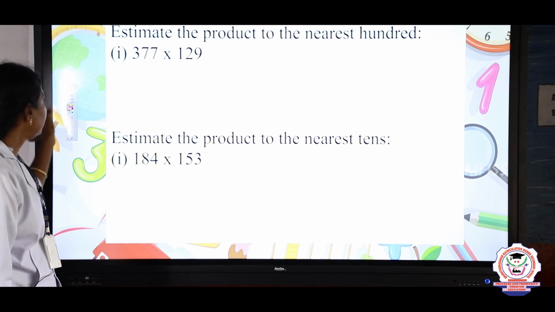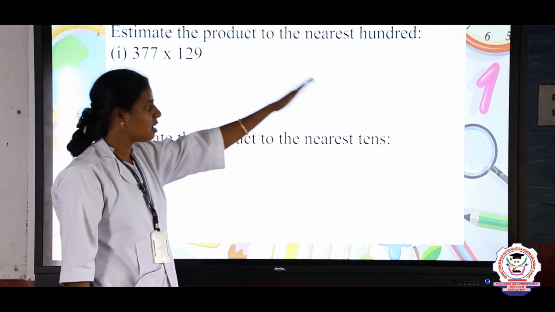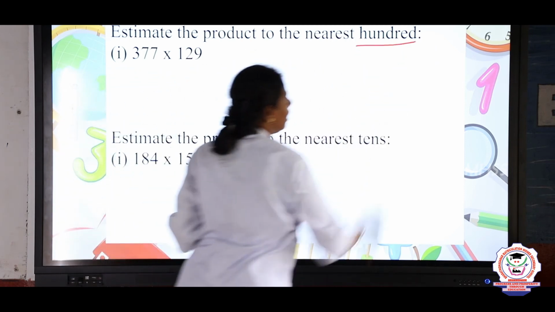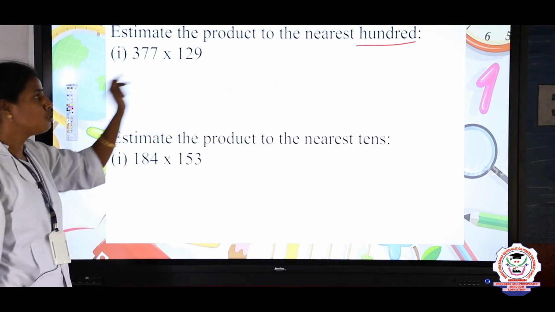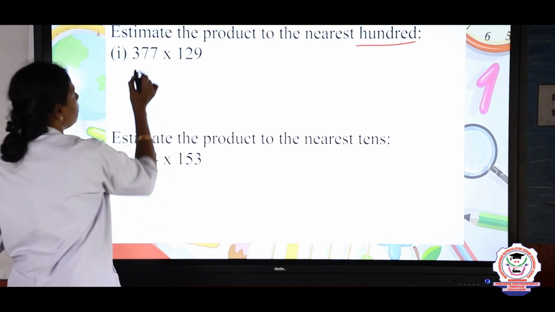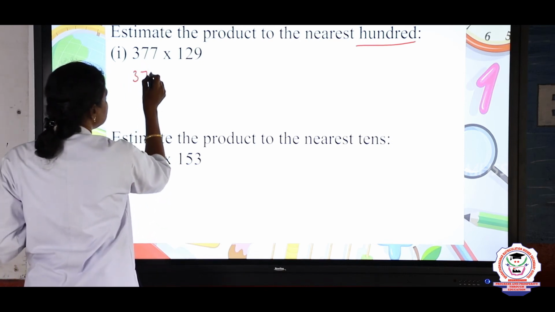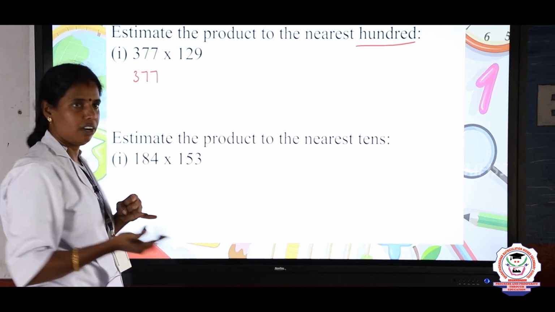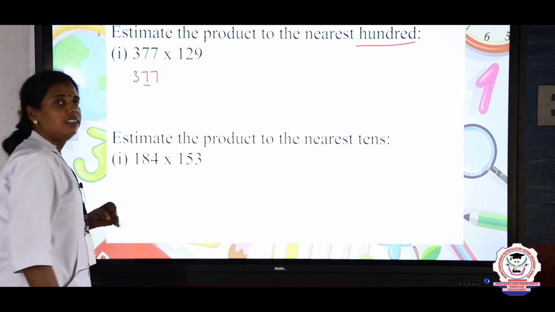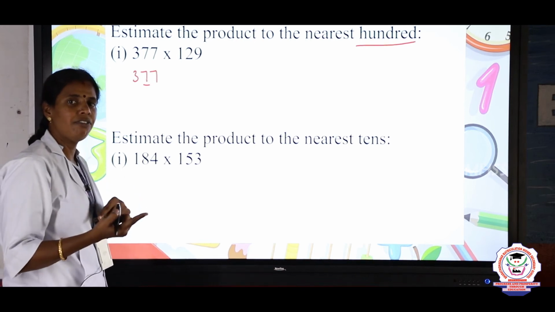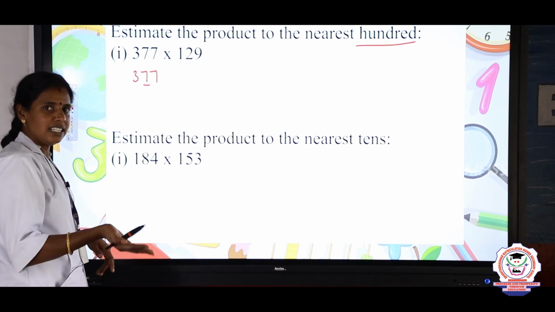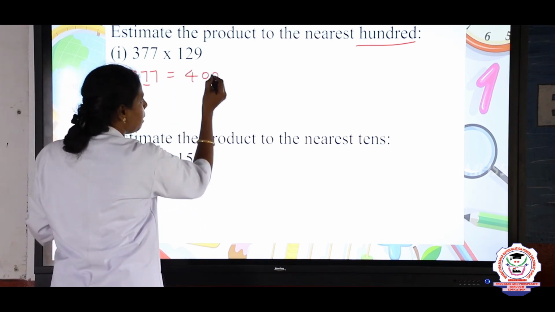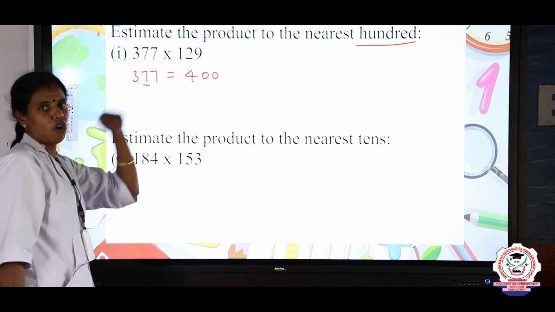So, in this multiplication, estimate the product to the nearest hundreds and nearest tens, we will see. First, we will see to the nearest 100. First, we will estimate the values of this to the nearest 100. The first number is 377, which lies between 300 and 400. See the tens place here, 7. Is 7 greater than 5 or less than 5? It is greater than 5. So the number will be rounded to the next nearest 100, which is 400.